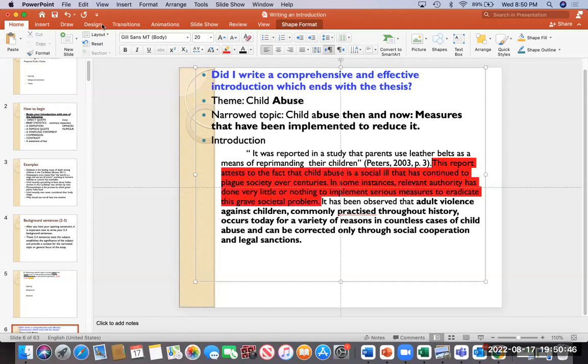Do I put it in red? No, I hate that color. It looks very strange. Let's undo this. So these would be the background sentences. But if you look, it says it was reported. Notice this word, it was reported. And then how does the following sentence start?